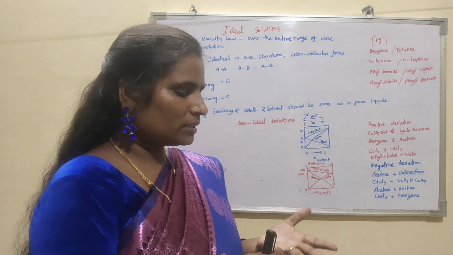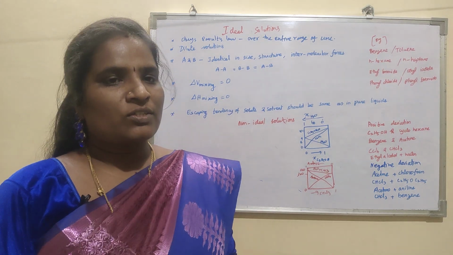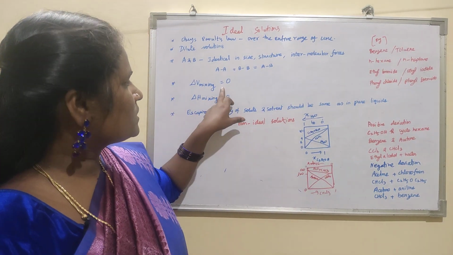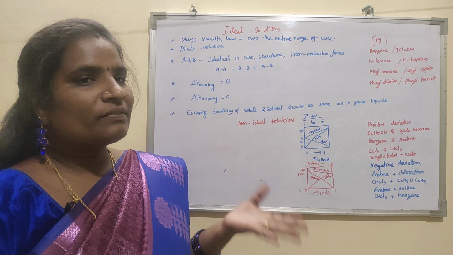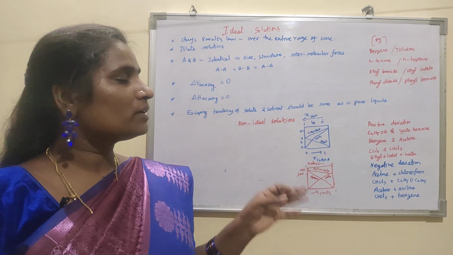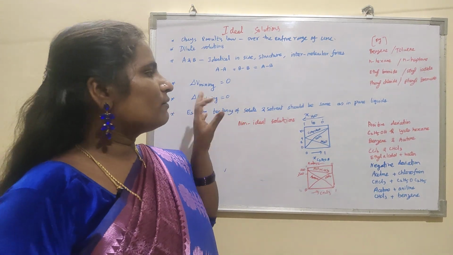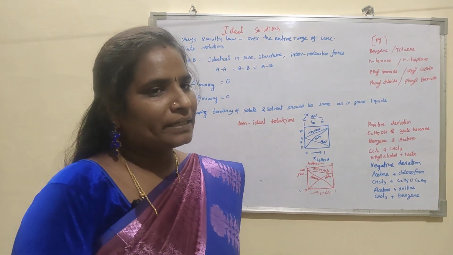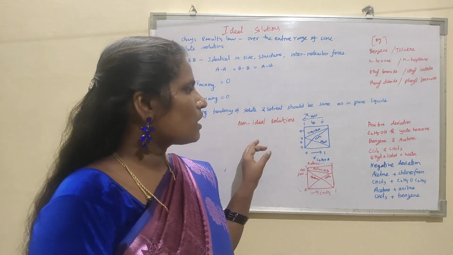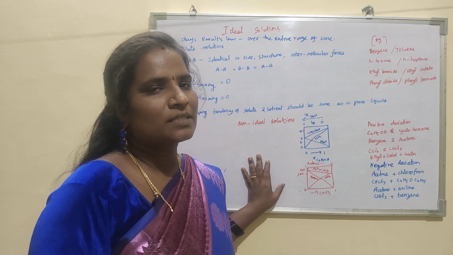When you are mixing the solute and the solvent, the volume should not change, so the delta V of mixing should be 0. Similarly, when mixing, there should not be heat produced or heat lost, so the enthalpy of mixing also should be 0. And finally, the escaping tendency of the solute and the solvent in the solution should be the same as in the pure liquid.